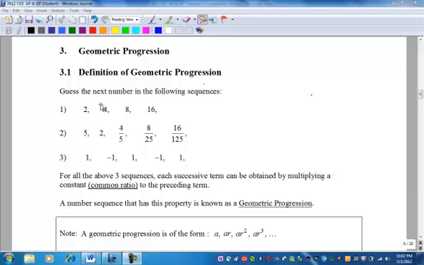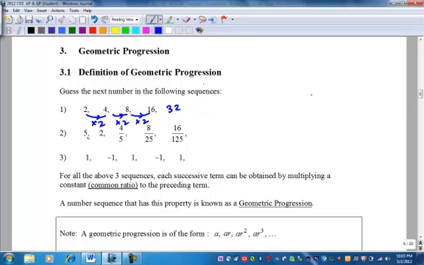In this video, we study geometric progressions and how the general term in a geometric progression looks like. Look at the three sequences 1, 2, and 3. In sequence 1, you can see quite easily that from one number to the next, we multiply by 2. Therefore, the next number should be 32.